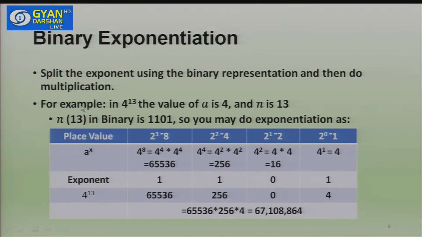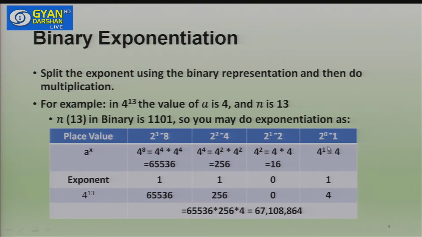For example, we have 4 to the power 13, where the value of a is 4 and the exponent n is 13. What is 13 in binary? 8 plus 4 is 12, plus 1 is 13. So 1, 1, 0, 1 is our binary exponent. So how can we do the exponentiation? We just put our binary digits over here.